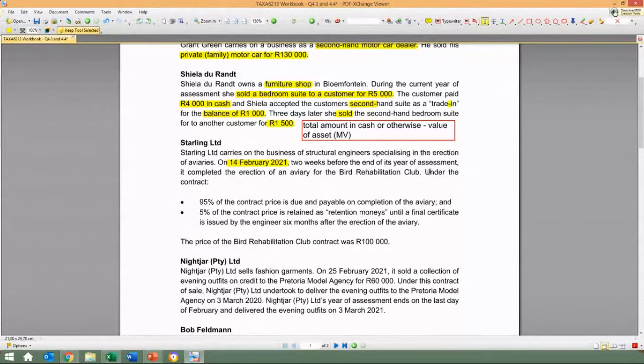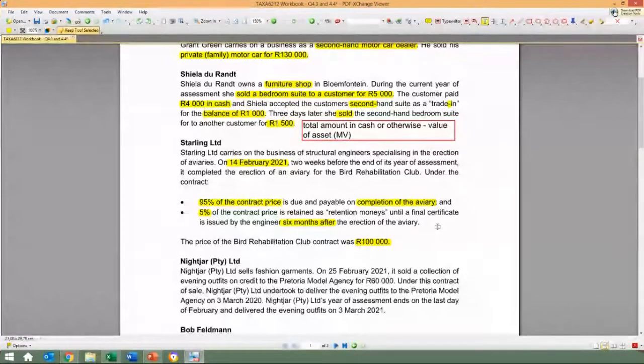Okay, so in terms of the contract, 95% of the contract price is due and payable on the completion of the aviary, and 5% is retention of monies until the final certificate is issued. And that's generally 6 months after the erection. So that is a condition in terms of the contract. Because they completed it on the 14th of February, you would include 95% of the 100,000, because that amount has accrued to you on the 14th of February when you completed the aviary.